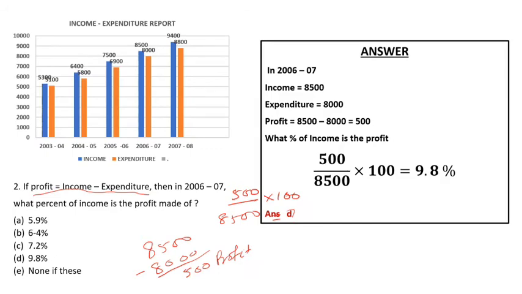In 2006-7, we have 8,500 as the income and 8,000 as the expenditure. So profit is equal to income minus expenditure: 8,500 minus 8,000 is equal to 500. So what percentage of the income is the profit? We can see 500 by 8,500 multiplied by 100 is equal to 5.9%. From the given options, you can see D is the correct answer. So you can mark D as the correct answer.